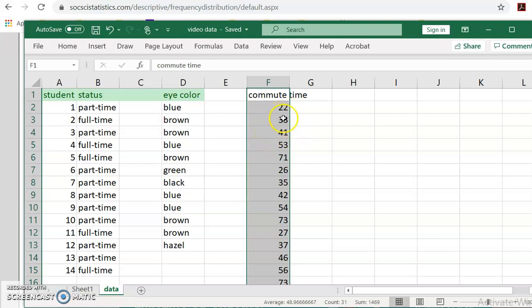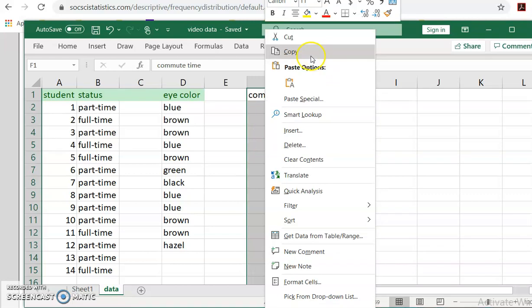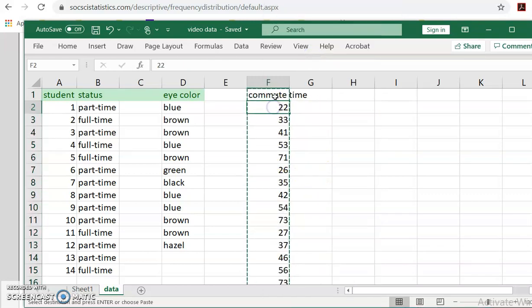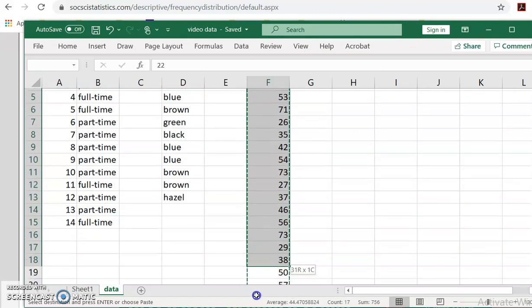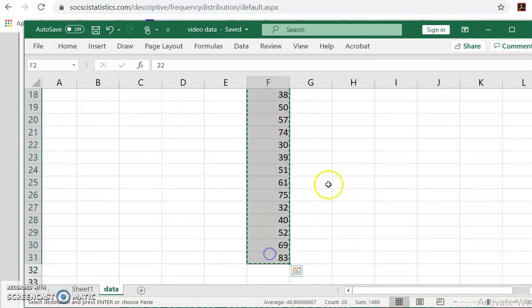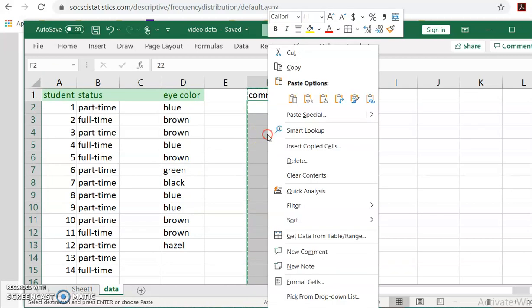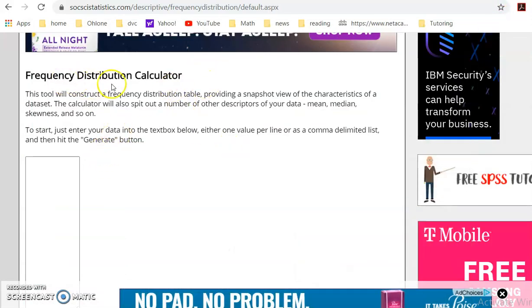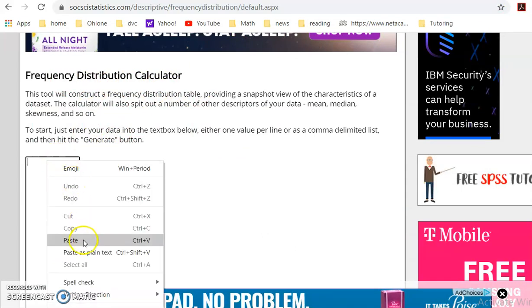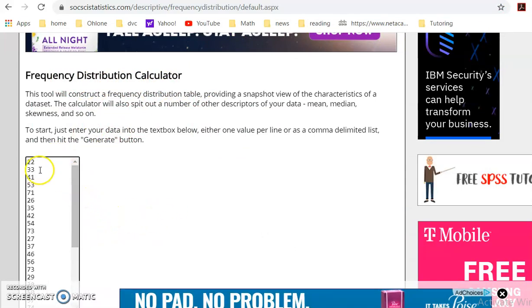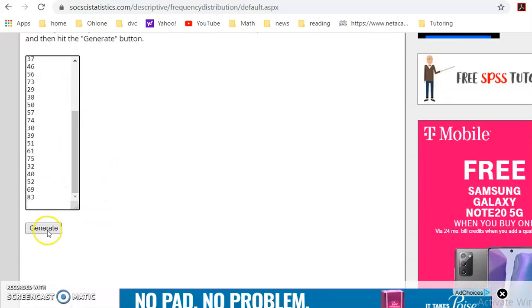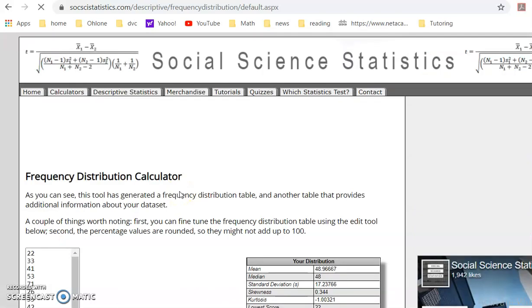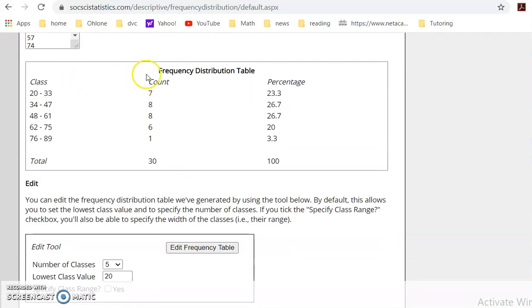So this is your data, commute time. I put it in Excel, so it has a list of data. I don't want the label, so I'm going to highlight only the data, except the label. Do a copy, paste only the data, and then go to the frequency distribution calculator and paste it. This would be a list of data, or you can enter it one by one in a column. Then you click generate, and it will generate a frequency distribution.